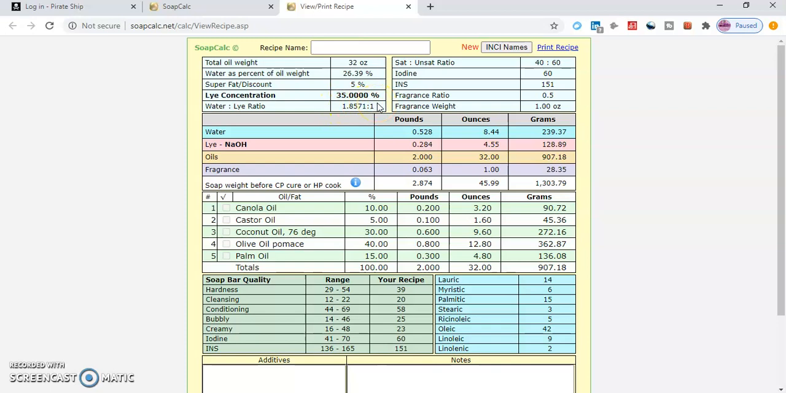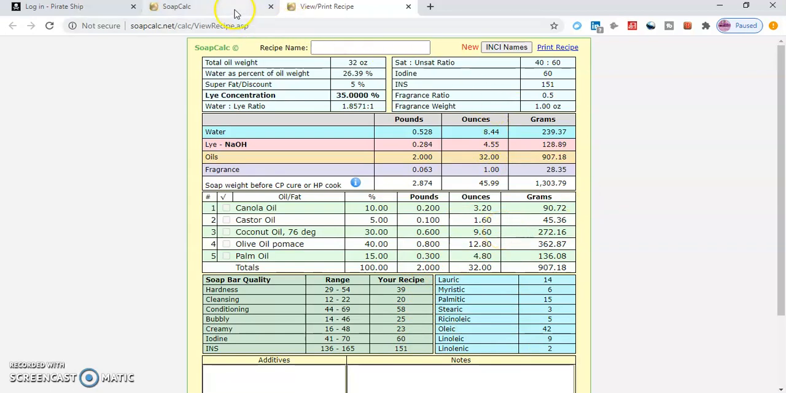Now, the difference in this versus our last recipe is this recipe right here gives us more time to work with our recipe if we're wanting to make swirls or designs in the soap. And we can take a look at that by taking a look at our water. We can see here that we have more water in this recipe, in ounces, 8.44. Now, as far as our lye, our lye is still at 4.55. Okay, so you notice this number right here stayed the same from the last time, but this number right here changed, okay? Now, again, we have the same qualities and everything in our bar.